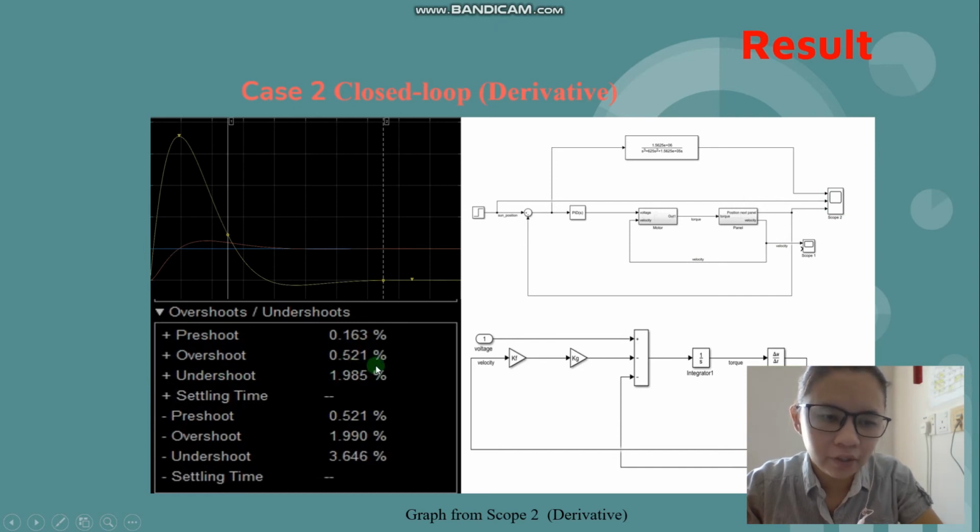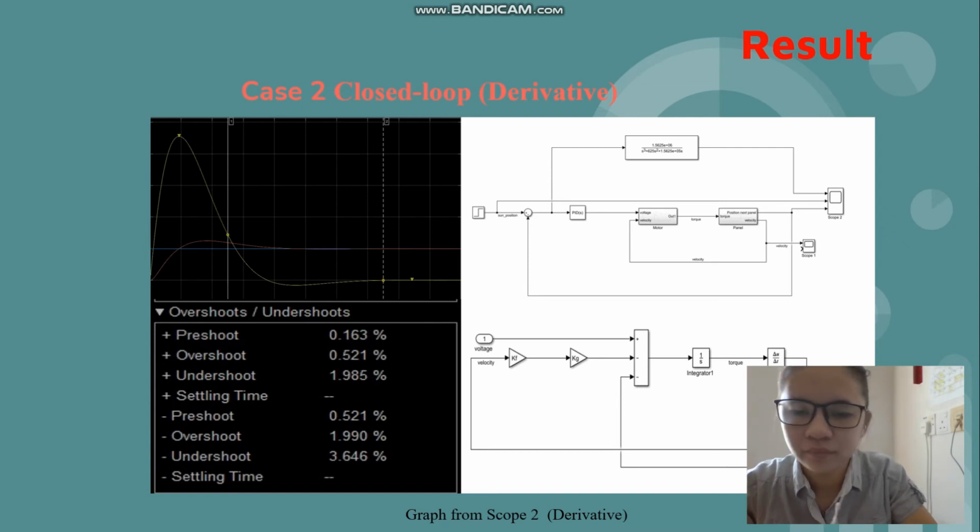So here we can see that case 1, without derivative, has an overshoot above 10%. Case 2, closed loop with derivative, has an overshoot below 10%.